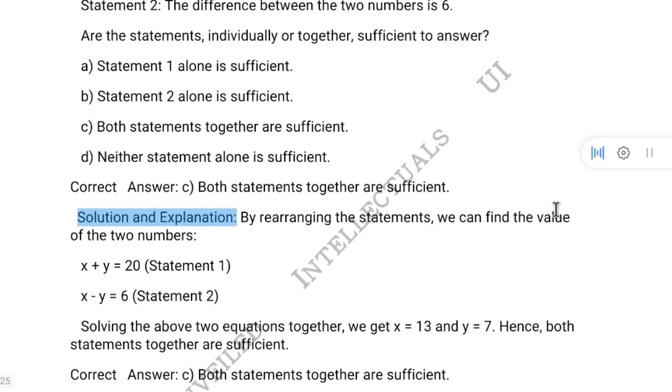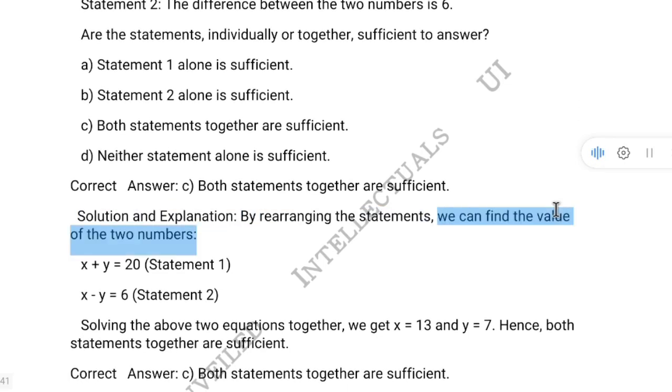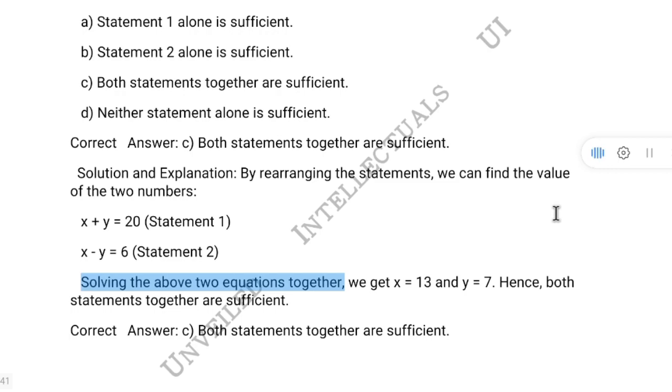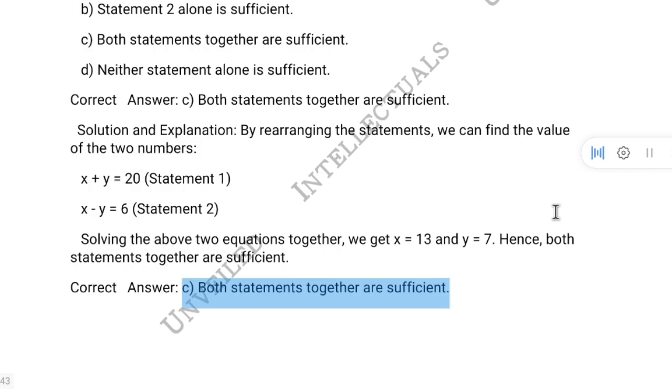Solution and explanation. By rearranging the statements, we can find the value of the two numbers. X plus Y equals 20, statement 1. X minus Y equals 6, statement 2. Solving the above two equations together, we get X equals 13 and Y equals 7. Hence, both statements together are sufficient. Correct answer. C.